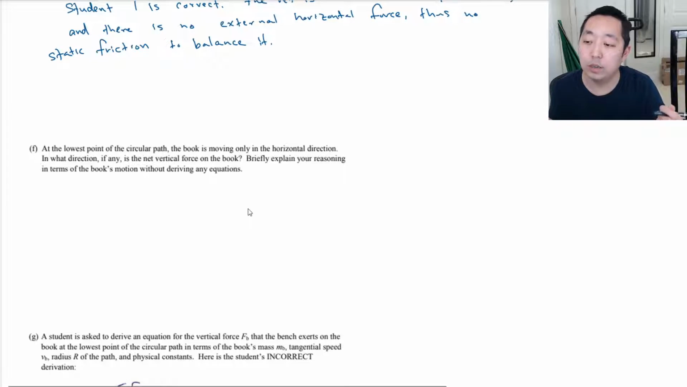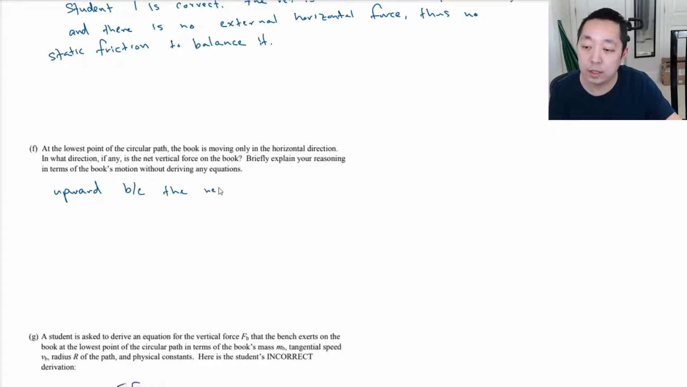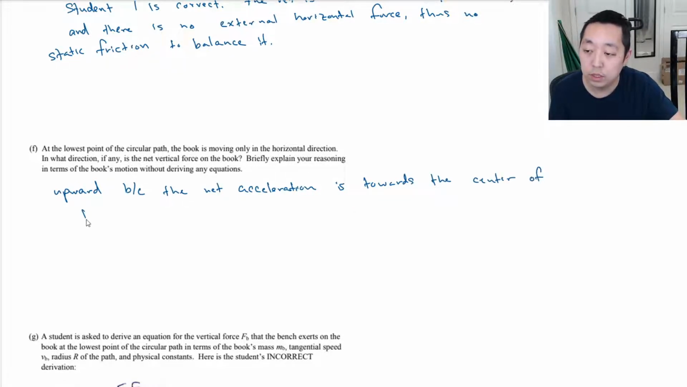At the lowest point of the circular path, the book is moving only in the horizontal direction. In what direction, if any, is the net vertical force on the book? We said upward. It is upward because the net acceleration is towards the center of the circle. This is uniform circular motion.